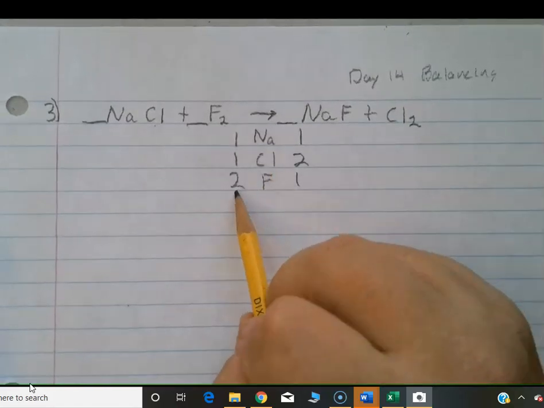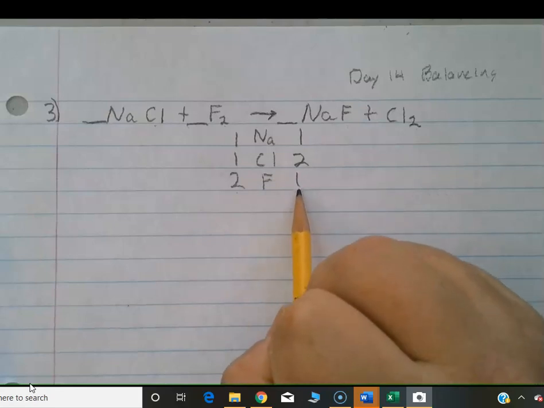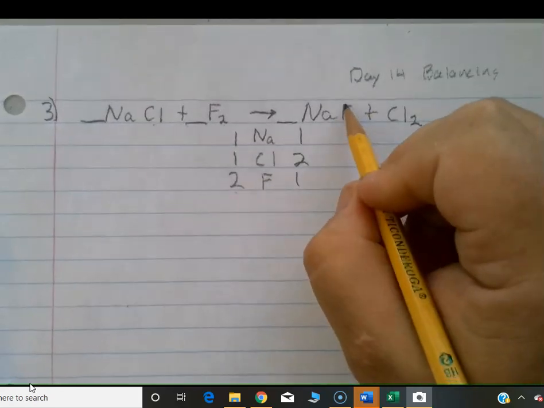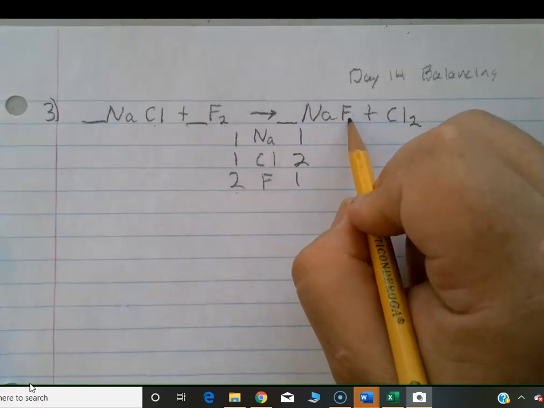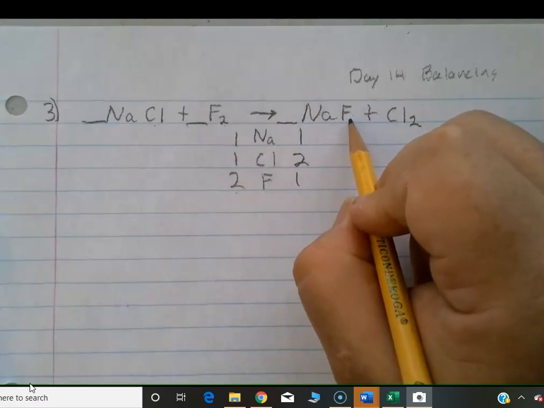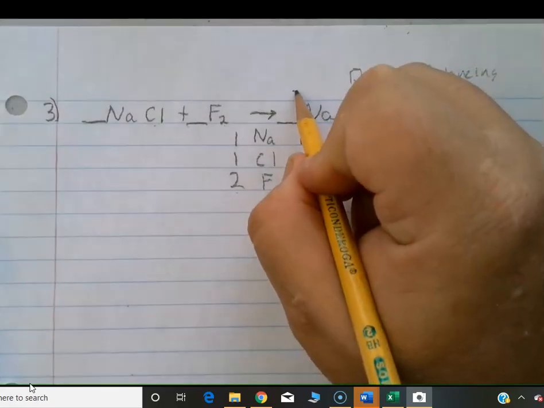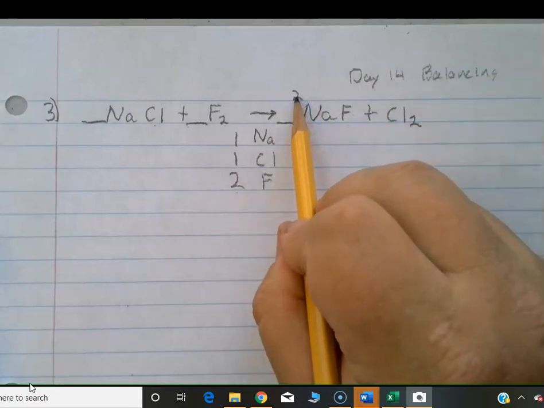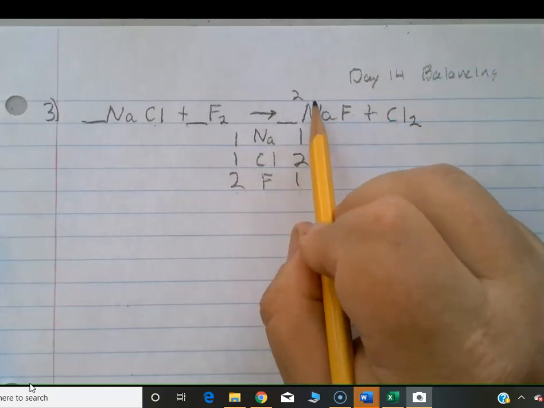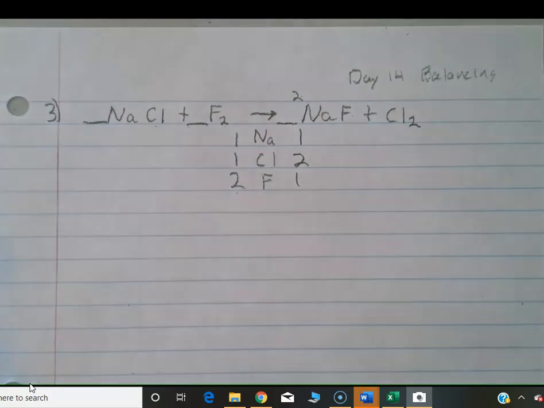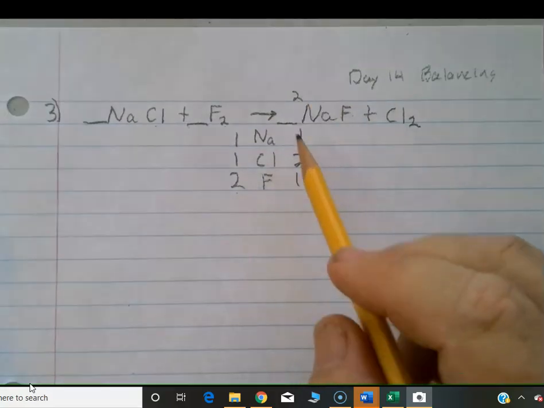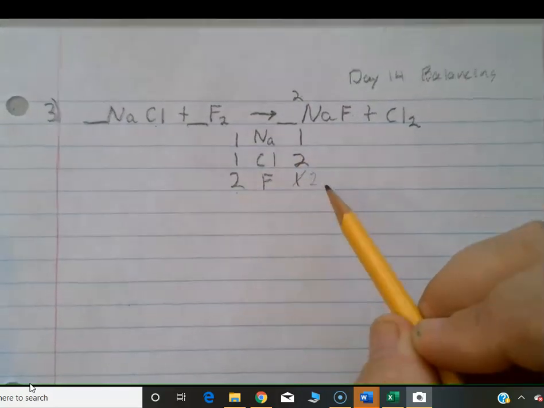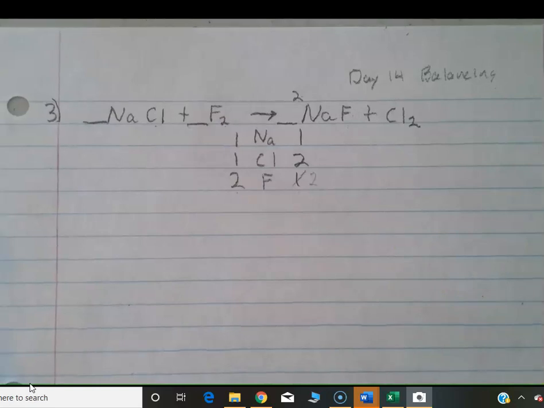So if I have 2 on this side, I'm going to have to multiply this side by 2. So I can't just multiply it. I certainly cannot put a subscript. That's absolutely illegal. So what I'm going to do is put a 2 up here. So what I've actually done is I've doubled the number of sodiums and I've doubled the number of fluorines. So now my fluorines are now in balance. I can actually scratch that out if I want and put a little 2 there.